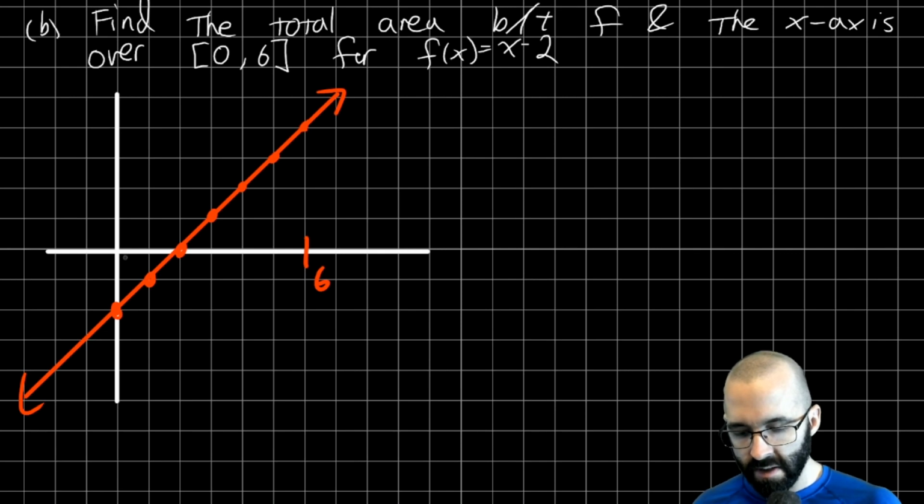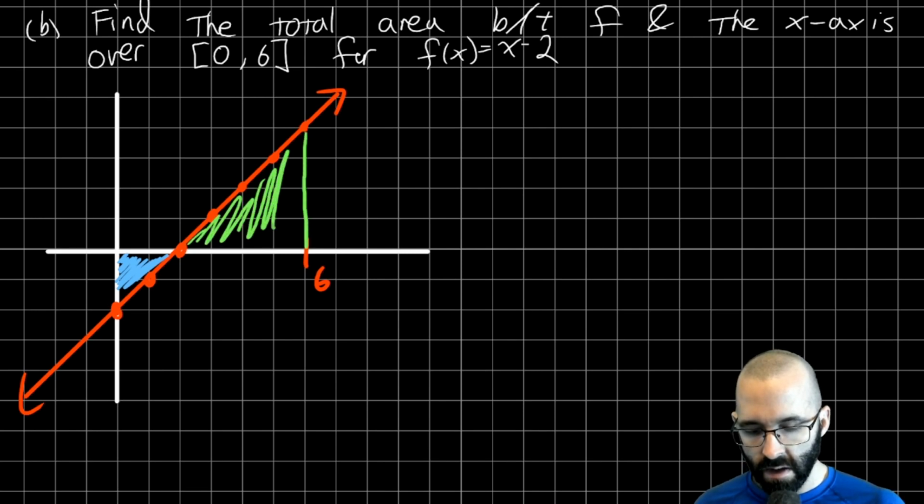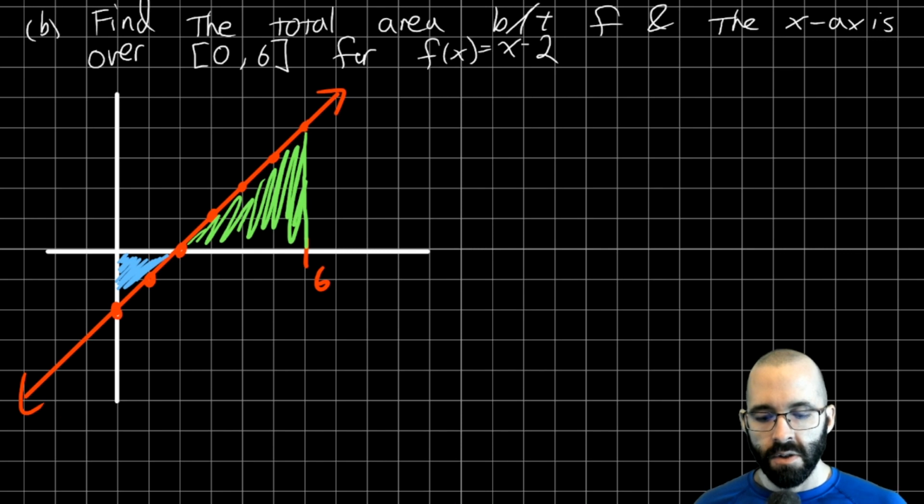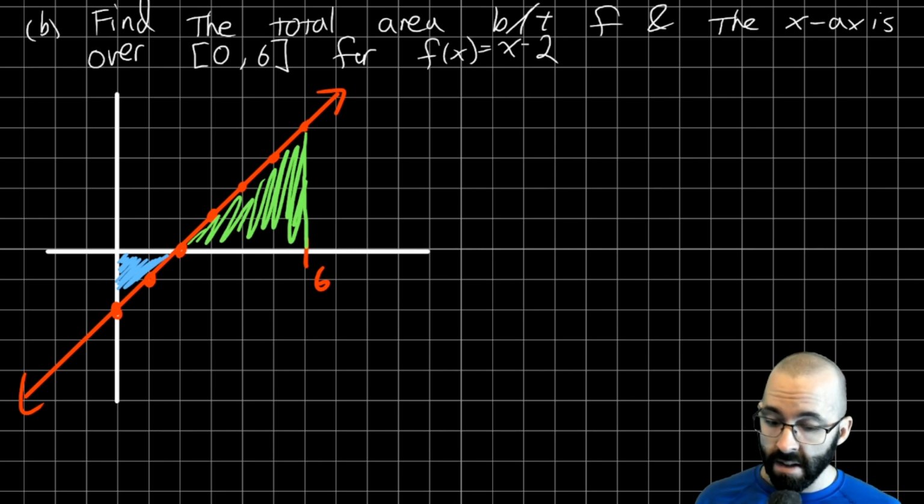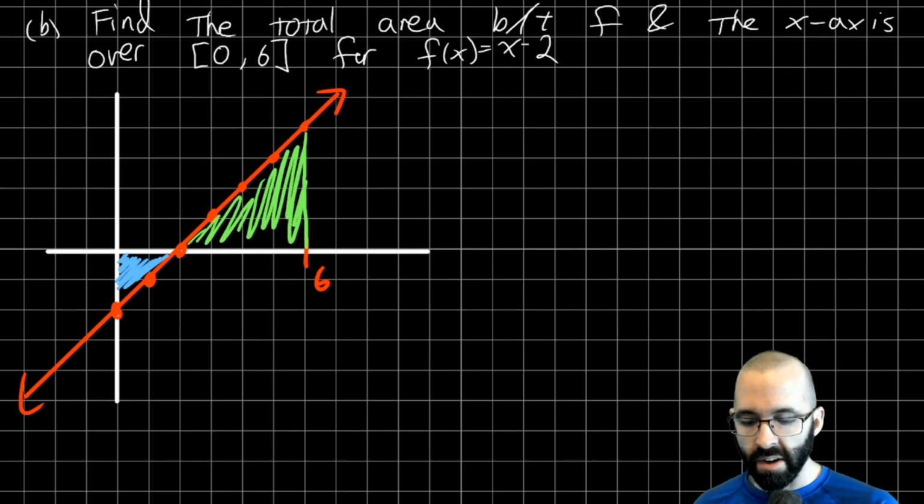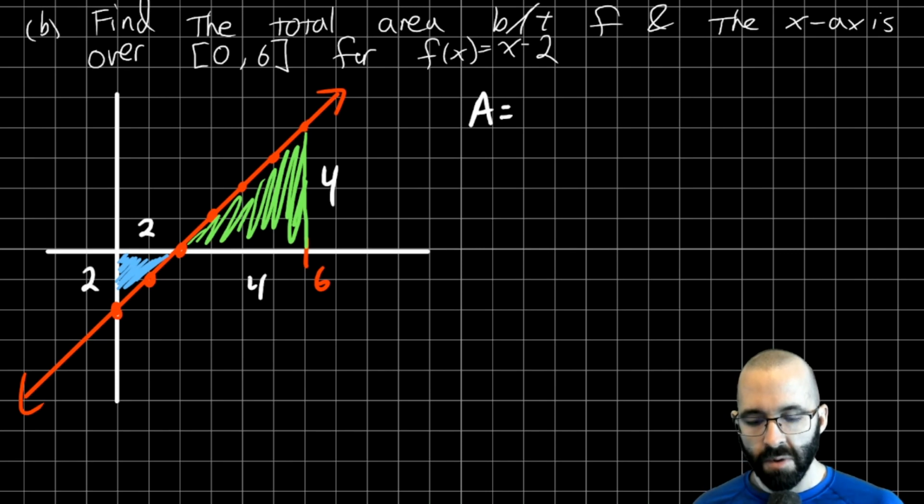Now we are looking at the total area. So if it were net signed area, we'd take green and subtract blue. But it's total area. So we're just going to add blue and green together. All right, so this is a 2x2 triangle. And this is a 4x4 triangle. So the area, again, is just going to be blue plus green.